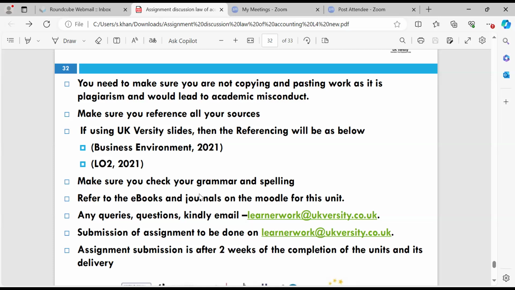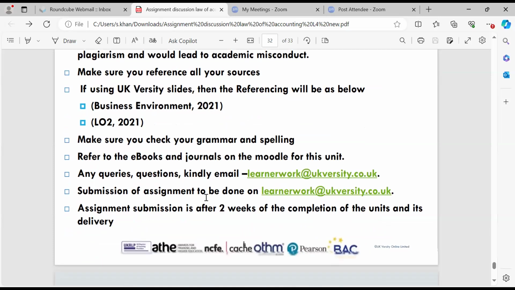Make sure you check your grammar and you are using UK English rather than American style English, because people still do that. Refer to ebooks and journals on the Moodle for this unit, and for any questions, please email learnerwork@ukvarsity.co.uk. Submission of the assignment is to be done to learnerwork@ukvarsity.co.uk, and submission is 2 weeks after the completion of the unit, so you can get on with it. If you need extra time, you need to email them and say you need extra time. If you have any issues around that, email me.